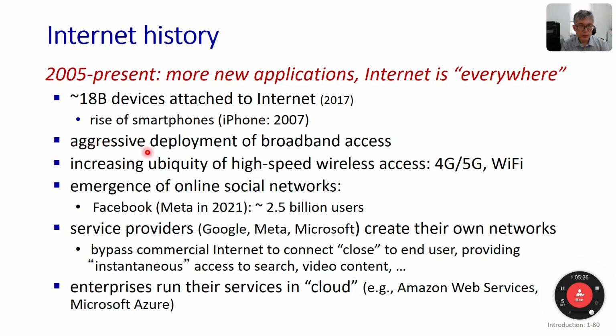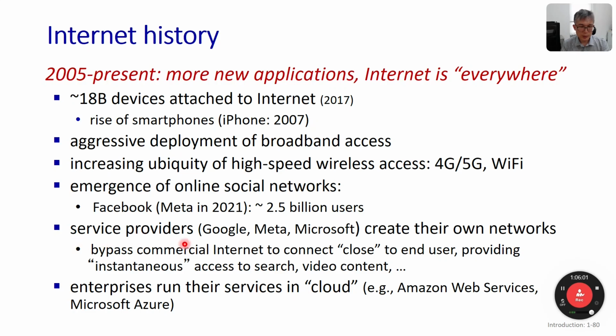And the aggressive deployment of broadband access is allowed, with increasing ubiquity, everywhere, anytime, connected to high-speed internet using 5G, 4G, Wi-Fi. And then the emergence of online social networks, Facebook, nowadays Meta, right? So Instagram, TikTok, something like that. 2.5 million users are using this SNS, social network service, right?